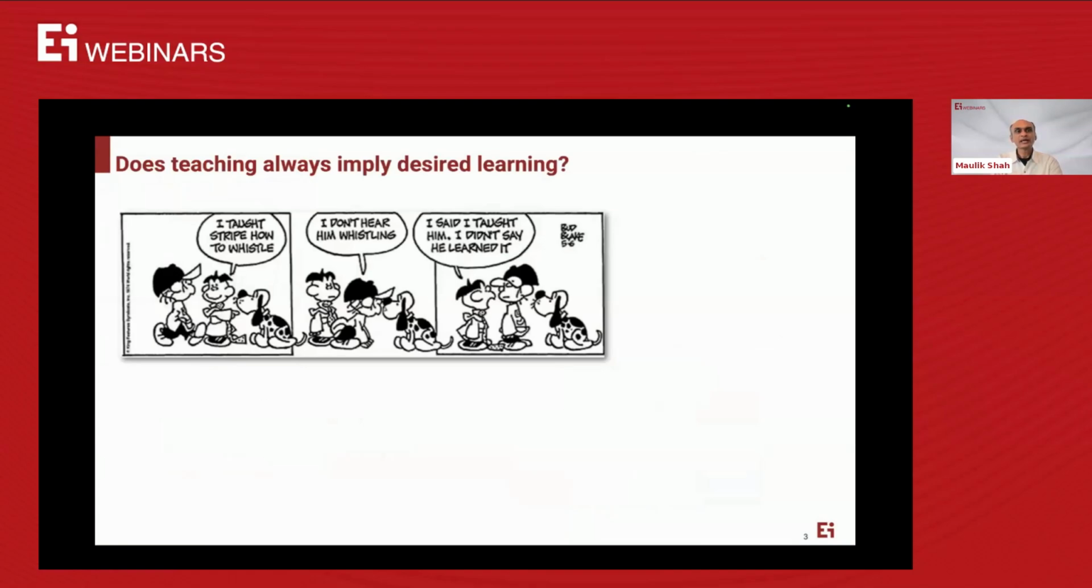Does teaching always imply desired learning? I find this cartoon strip not just amusing but even enlightening. What it says is, "I taught Stripe how to whistle." So he has taught this Stripe how to whistle. "I don't hear him whistling." "I said, I taught him. I didn't say he learned it."